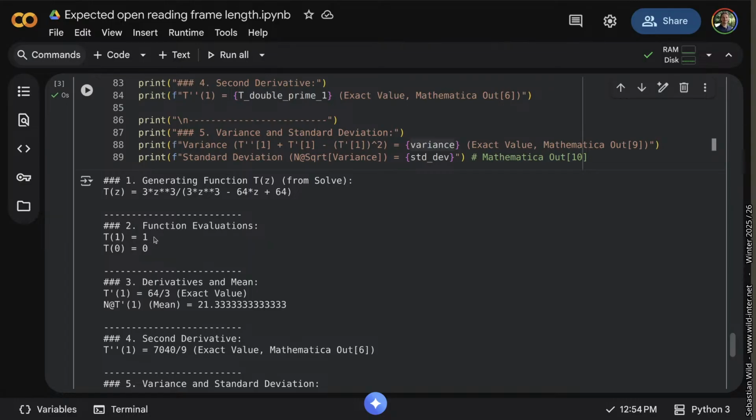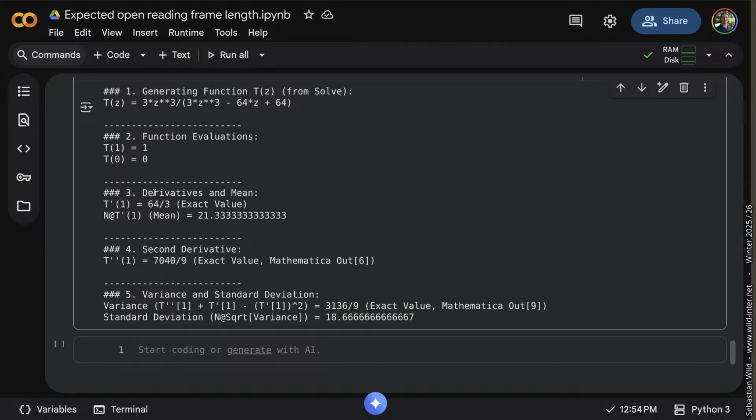So t of 1 was 1, summing up all the probabilities. The probability to use 0 steps was 0, as we said. That's the expected value, same as we had last time, if you look it up. And the variance is, well, whatever, some number. But more intuitive, I think, is the standard deviation.